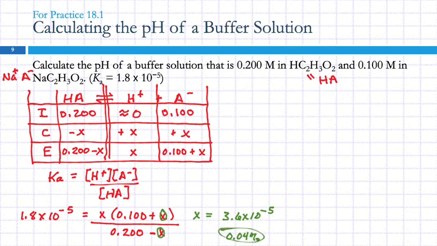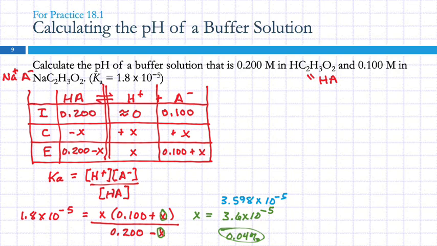So X is small. What did you get with the solver? About the same thing? 3.598 times 10 to the minus 5? Yeah, rounds to the same thing. You can use either method. Use the one that makes more sense to you, that seems easier for you.